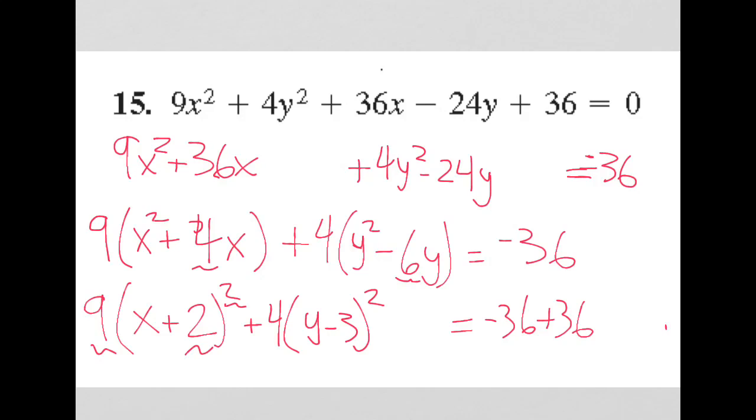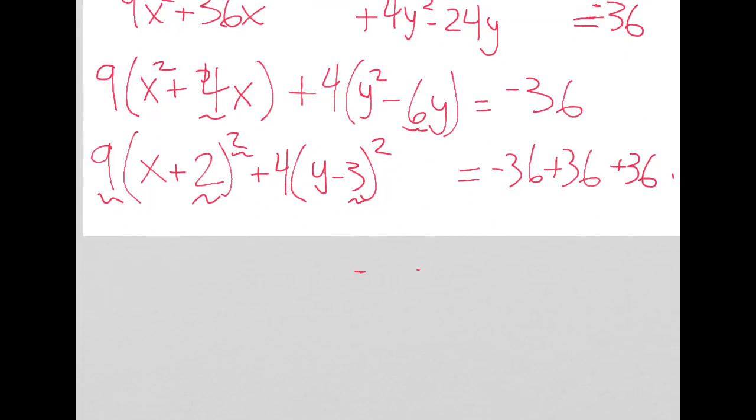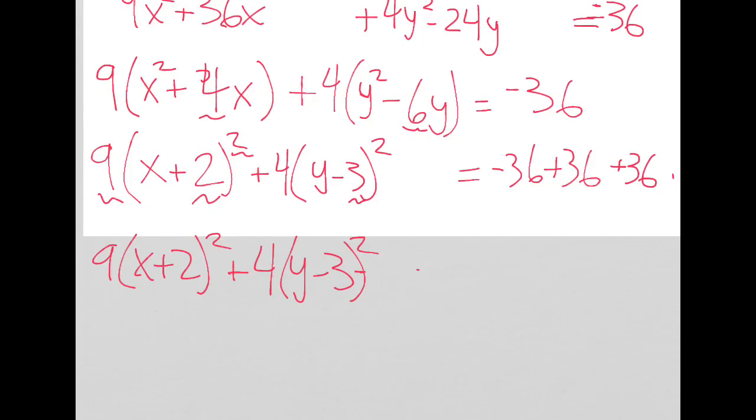But again, what did I add to this side to complete the square? Well, I added that negative 3 quantity squared. So negative 3 squared is positive 9 times 4 is another 36. And so I can simplify this as 9 times x plus 2 squared plus 4 times y minus 3 squared equals negative 36. Positive 36 cancel out, and I'm left with just positive 36 right there.